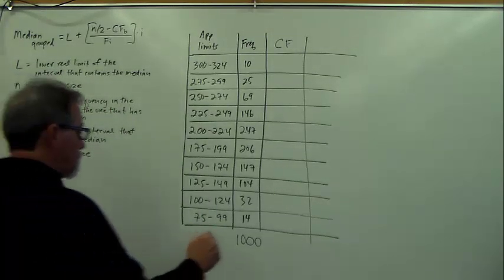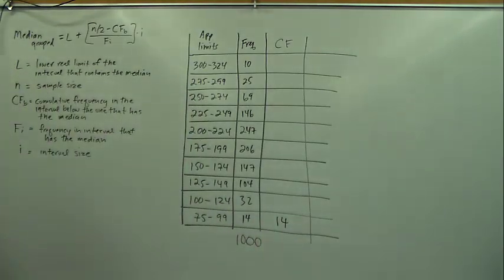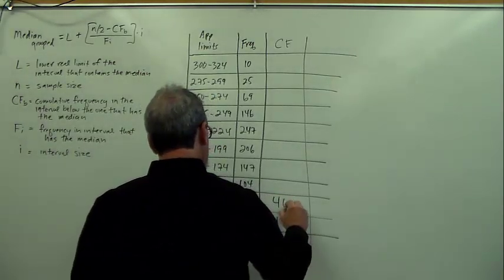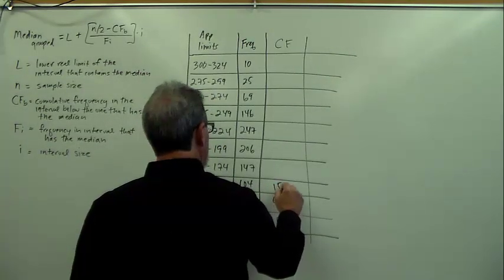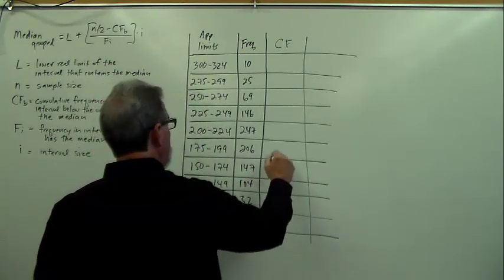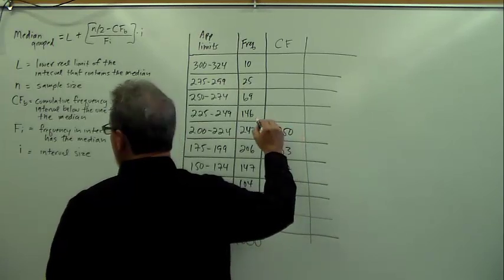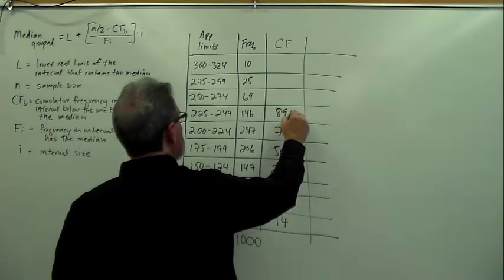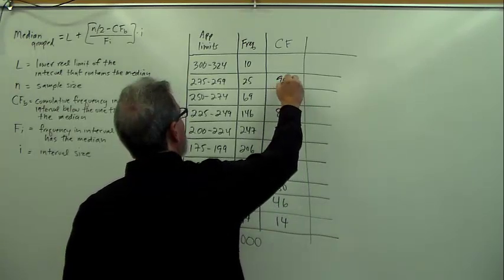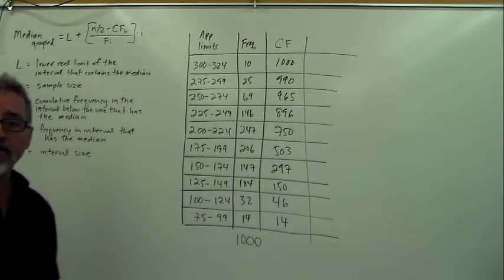We start from the bottom, 14, and we take 14 and we add 32 to it, and we go up. So we go 46, 150, 297, 503, 750, 896, 965, 990, and 1,000. Those are our cumulative frequencies.